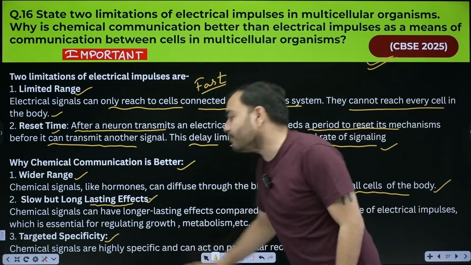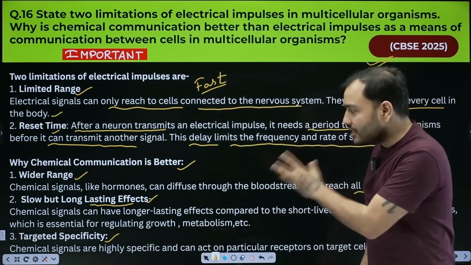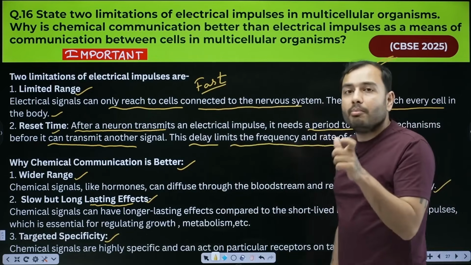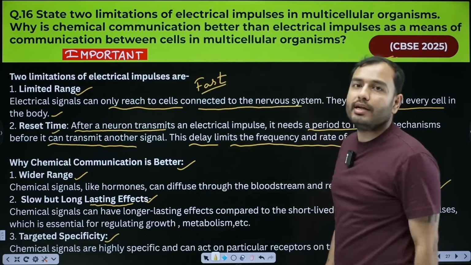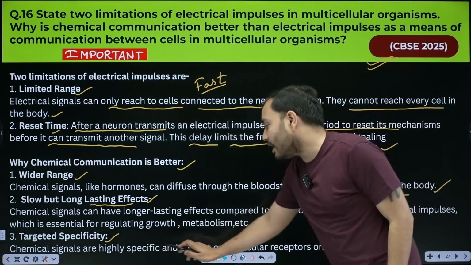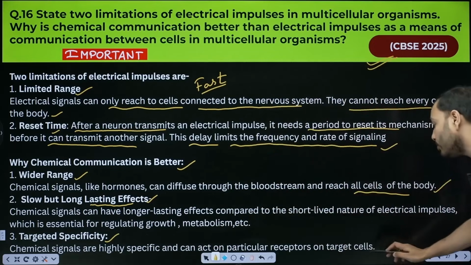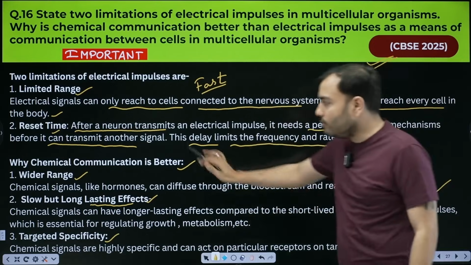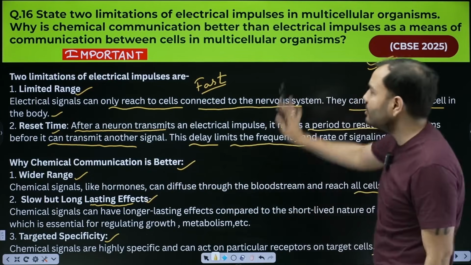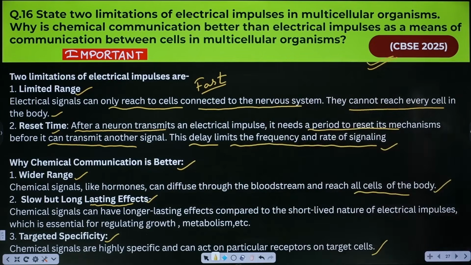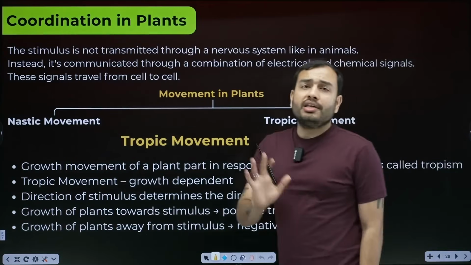Third is target specificity. Specificity means the ability to target a specific organ. Chemical signals are highly specific and can act on particular receptors on target cells. So remember any 2 or 3 from this. It hasn't specified how many to write. Okay. Next beta, we have coordination in plants.